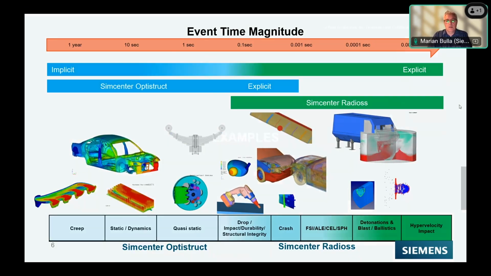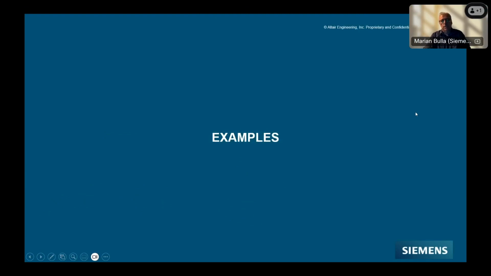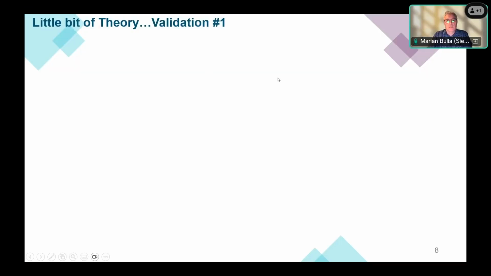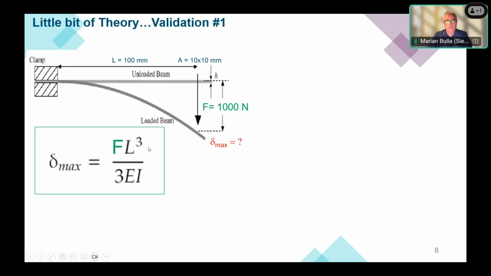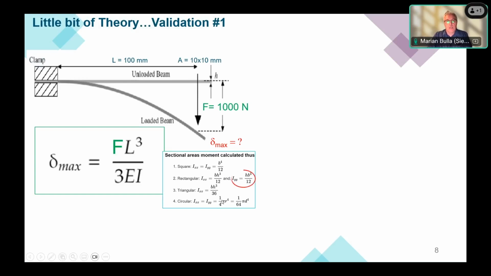So let's go now a little bit back to some examples to prove, if you are new to this domain, the accuracy of Optistruct. I created this first validation test, which is a very simple cantilever beam, where you can compute the deflection analytically, which you have learned in high school. This is a very simple equation which everyone can solve, and for this geometry you know the deflection will be 1.9 millimeter. So this is a very simple case.